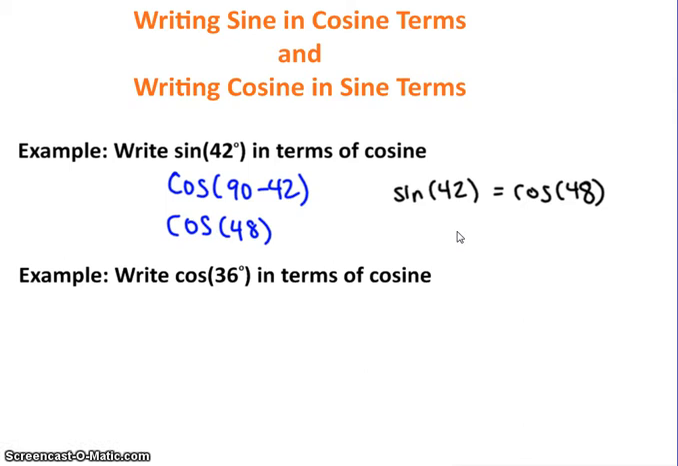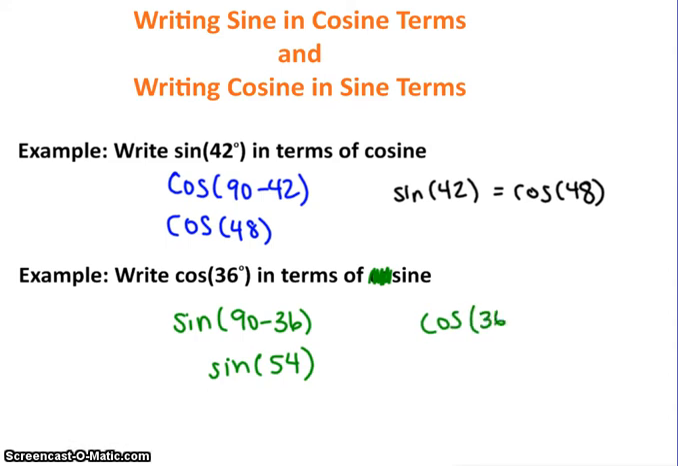You should not get any of these questions incorrect. You should be able to go back and check your work. So this time I have cosine of 36 and I want to write it in terms of sine. So we change cosine to sine. We do 90 minus the given angle 36, so this should be sine of 54. I check, is the cosine of 36 equal to the sine of 54? Cosine of 36 in my calculator is 0.8090, and sine of 54 is 0.8090. So we have exactly the same thing. We did this problem correctly.